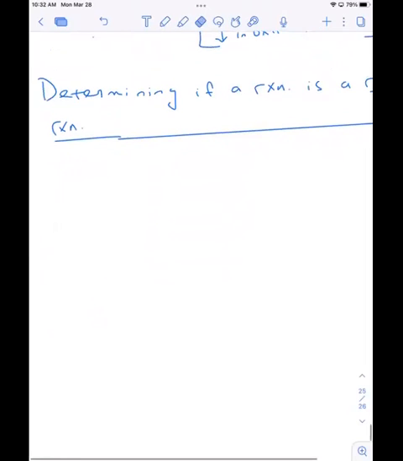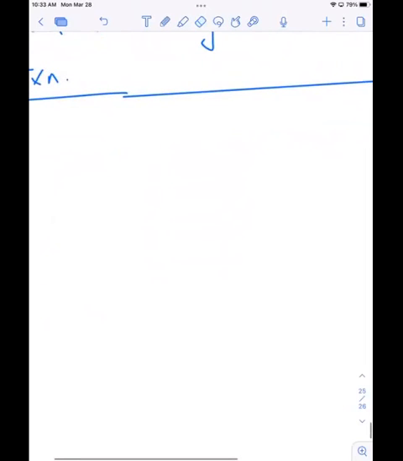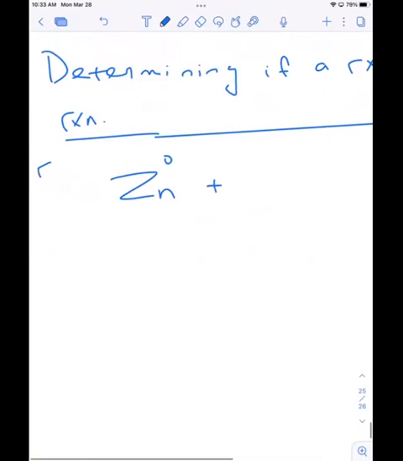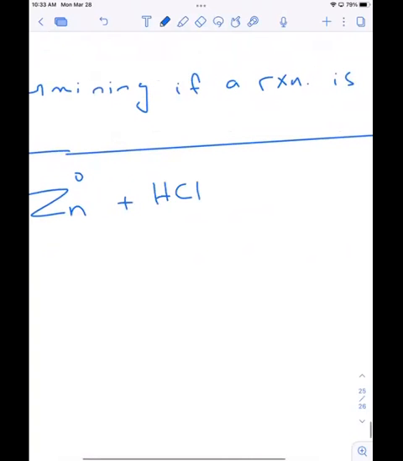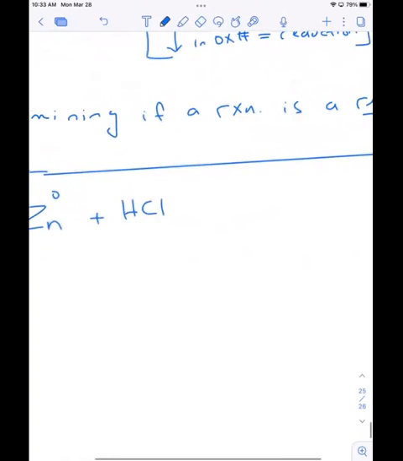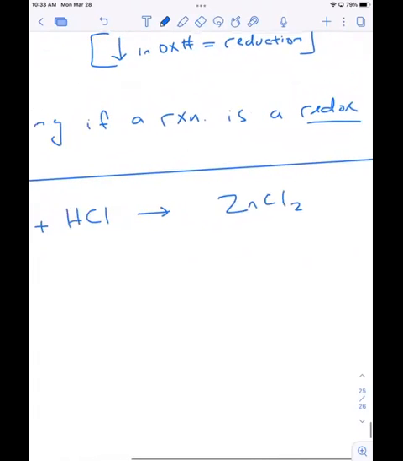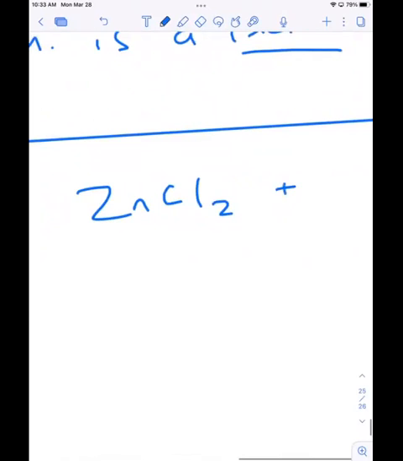All right, so we've got zinc metal, and we know that if it's elemental, the charge is 0. It's not an ion. We're going to react that with HCl, and we're going to make zinc chloride plus hydrogen gas.